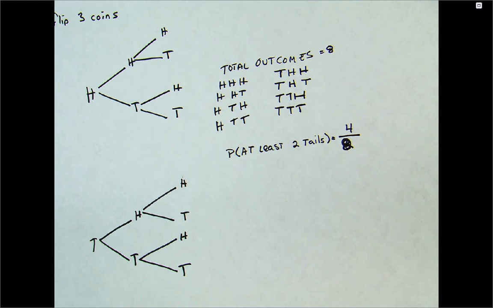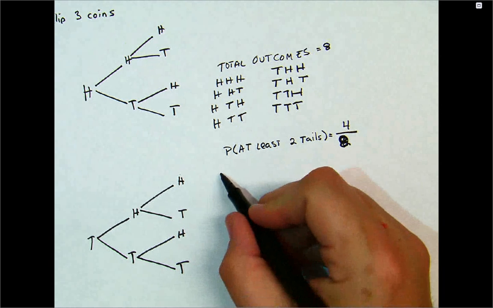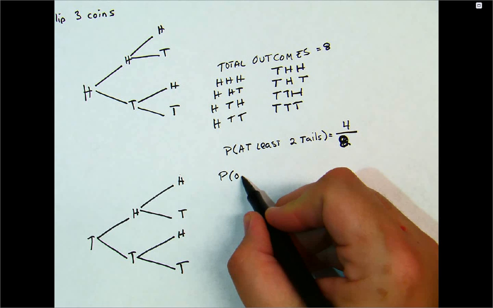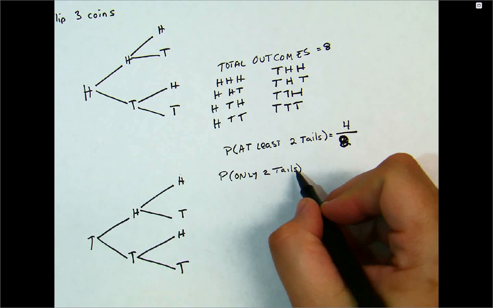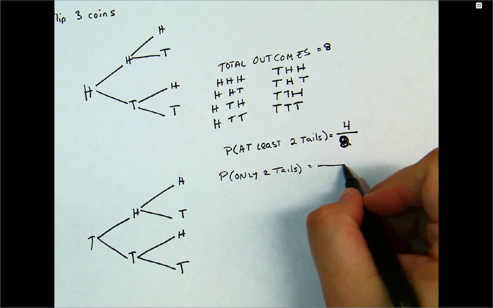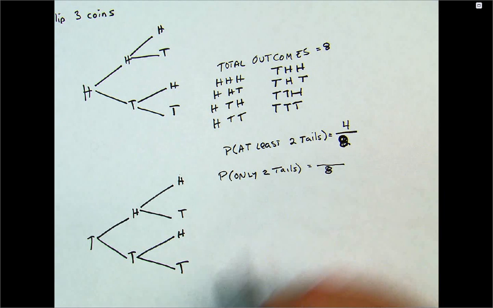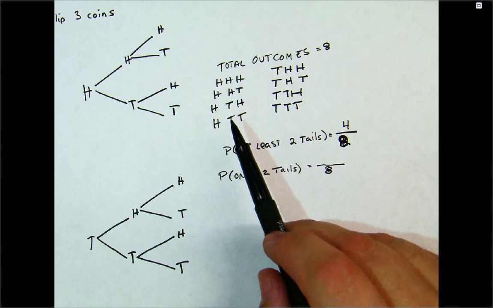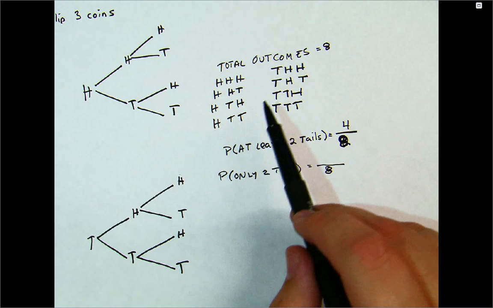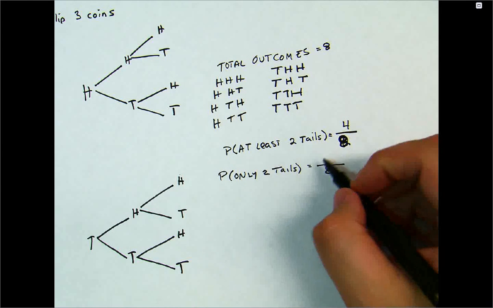If I said the probability of only 2 tails, there's 8 total. How many only have 2 tails? 1, 2, 3. 3 of them. So you've got to be really careful about how things are worded.